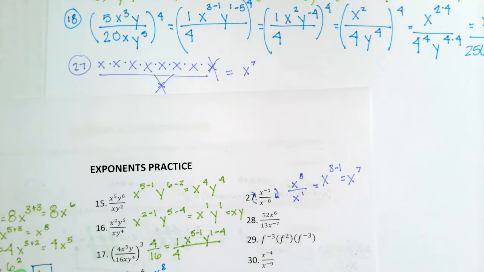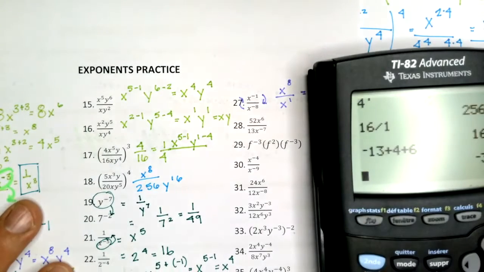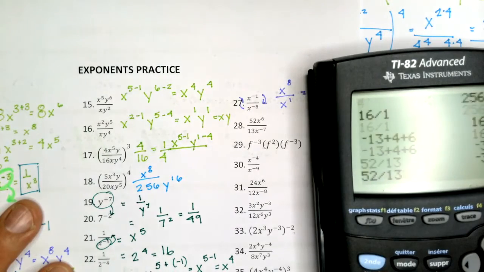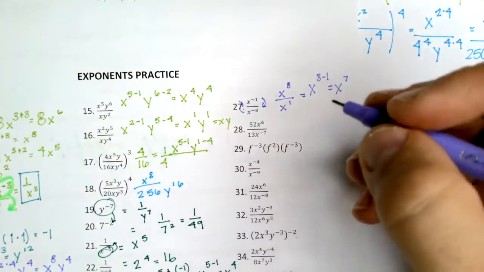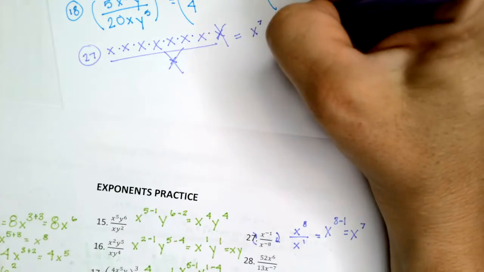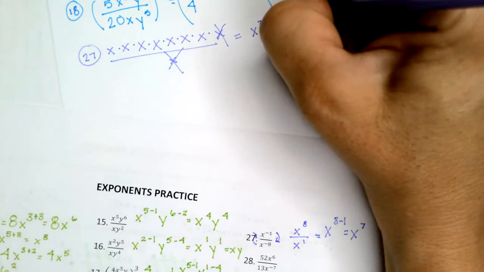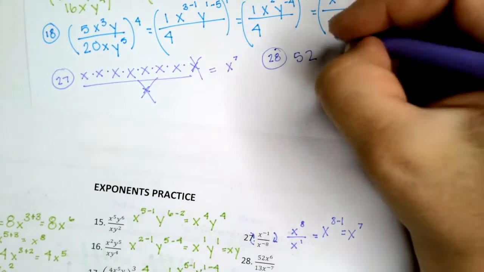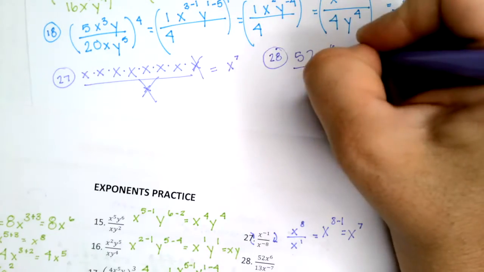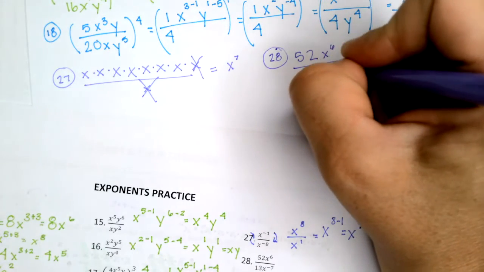28. 52 divided by 13. Let's just put that in our calculator and see if we get lucky. 52 divided by 13 gives us 4. Excellent. We got lucky. So I'll just put it right here. We have 52 x to the 6th over 13 x to the negative 7th.